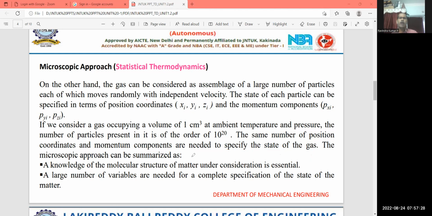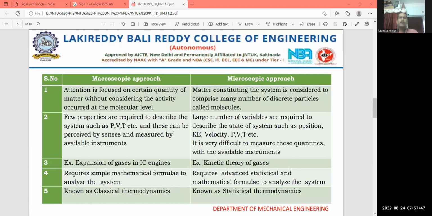So the microscopic approach, finally, you can summarize as follows. Knowledge of the molecular structure of the matter under consideration is essential. A large number of variables are needed for complete specification. So what is the question? Differentiate between a macroscopic approach and a microscopic approach. You can also get this question.